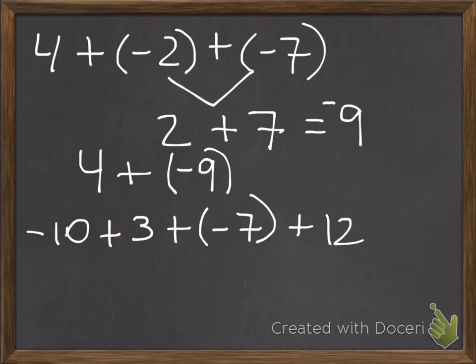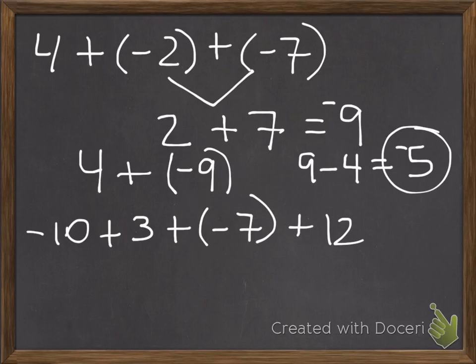Since they're different signs, I take the absolute value of both, and I subtract them. So 9 minus 4. And then I take the 5, and I see which one had the higher absolute value, which was negative 9. Since it was negative, my answer is negative 5.